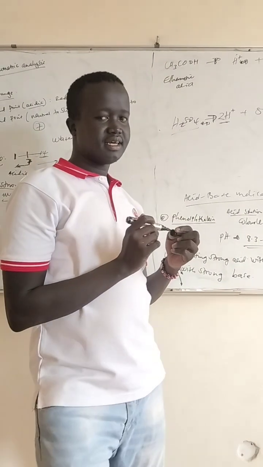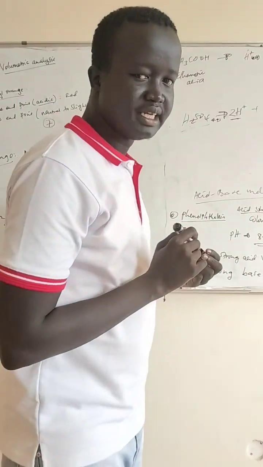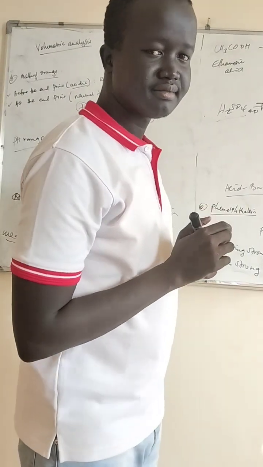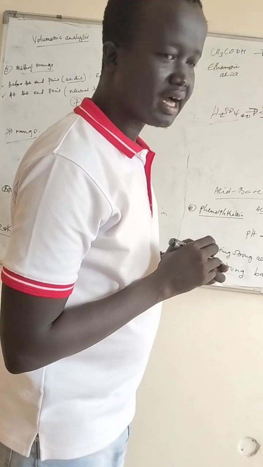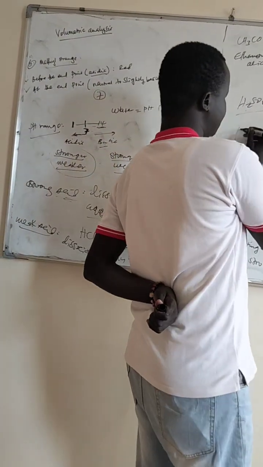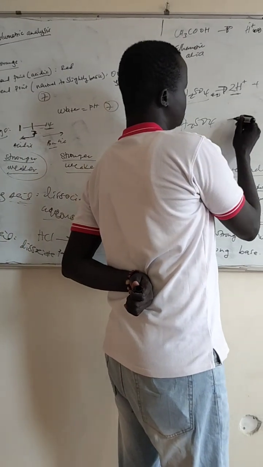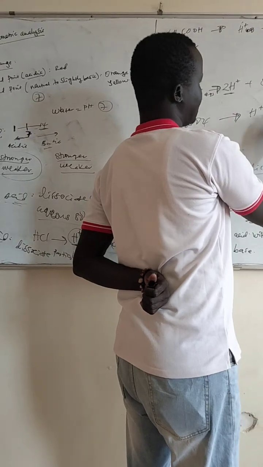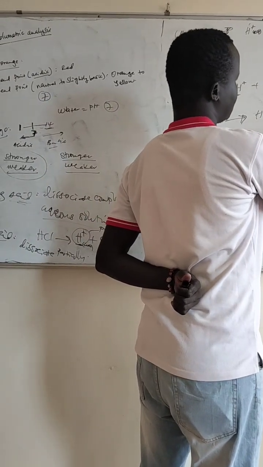I have a question here. Yes, please. In the balancing of the equation, how do we balance the equation? Now, balancing the equation is one of the easiest mechanisms. We have the hydrogen ion plus the sulfate.